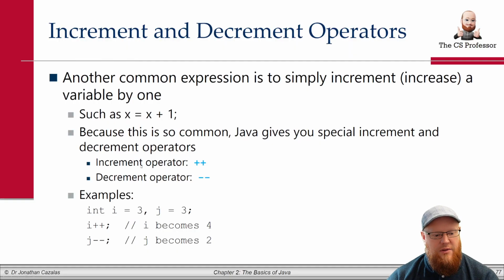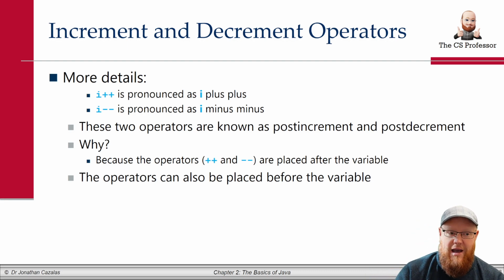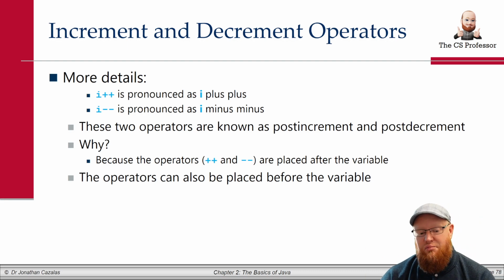Here we have the increment operator, which is plus plus. We have a decrement operator, which is minus minus. Here you can see the example on that slide. It's literally pronounced i plus plus, i minus minus, and these are the increment and decrement operators. We have a distinction though. We have what is called post-increment and post-decrement, as well as pre-increment and pre-decrement.